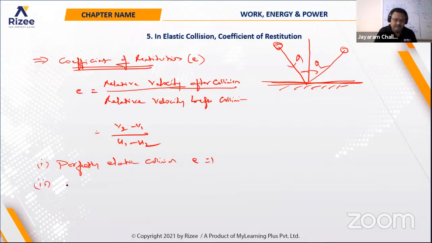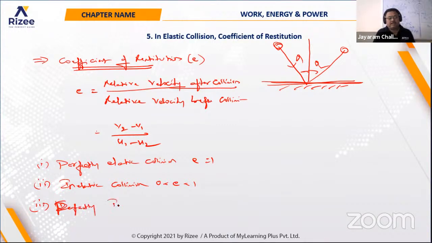For the inelastic collision, or partially inelastic, e will range between 0 and 1. Third one, if it is a perfectly inelastic collision, then the e value will be equal to 0.